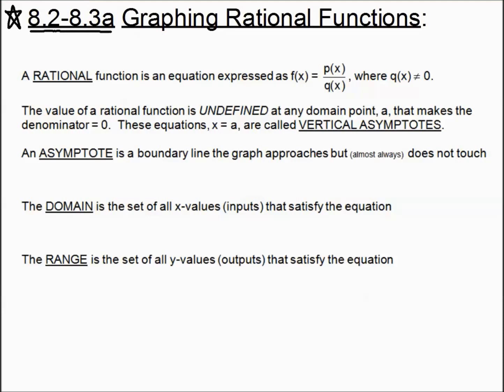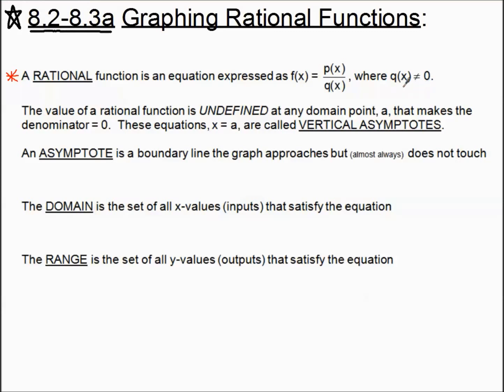We're going to spend 2 days on this topic. Let's first start off with some vocabulary. We're talking about rational functions still in this chapter, and a rational function is a function that can be described basically as a fraction. We have p of x divided by q of x, and since we have a denominator, it is very important to understand that the denominators can never be equal to 0. This will help us when we're talking about our domain.